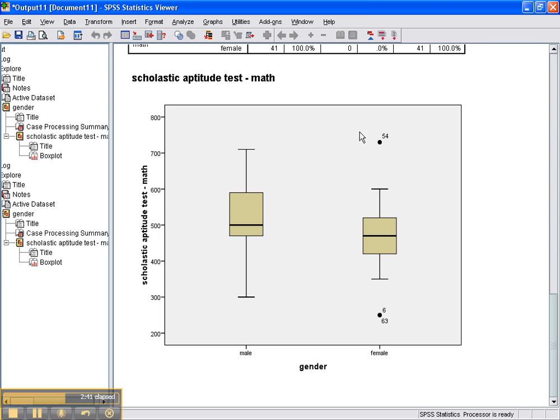Okay, so this is case number 54, and this is the same value for case number 6 and case number 63. Okay, so let's look at the data. All right, we're looking at SAT math female. We're going to look at case 54 as extraordinarily high, and case numbers 6 and 63 as extraordinarily low. Do you remember how to go directly to the data from your output? Click on the matrix.